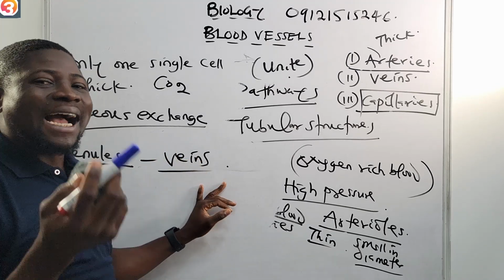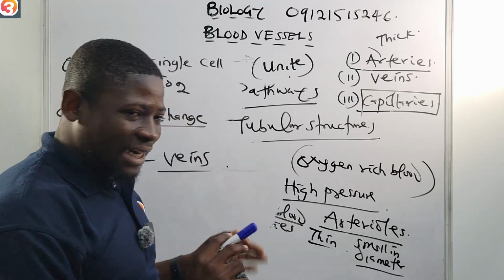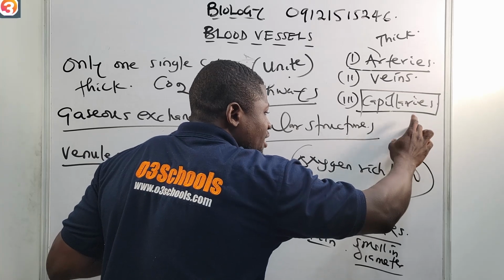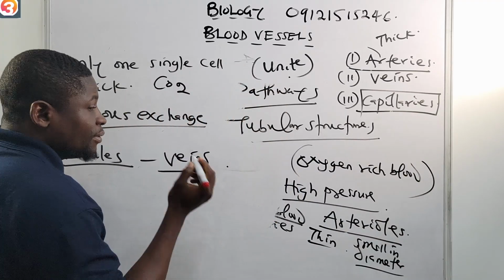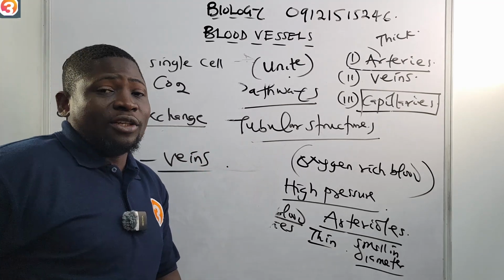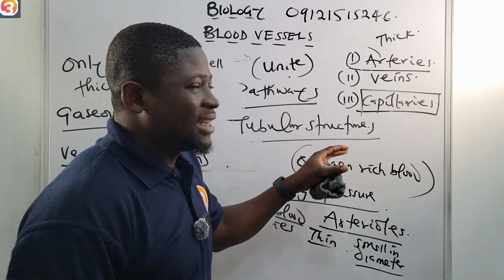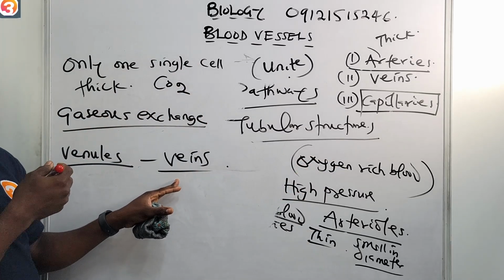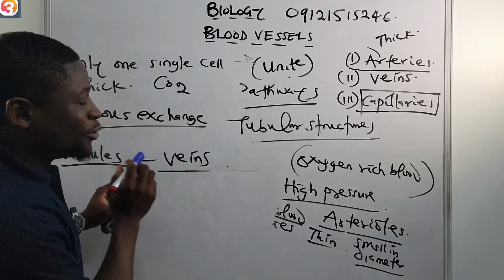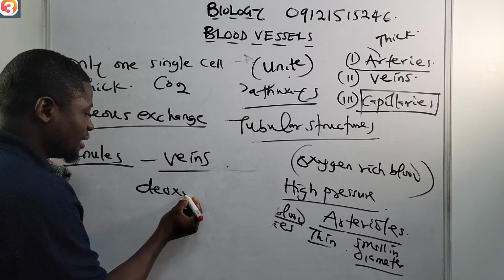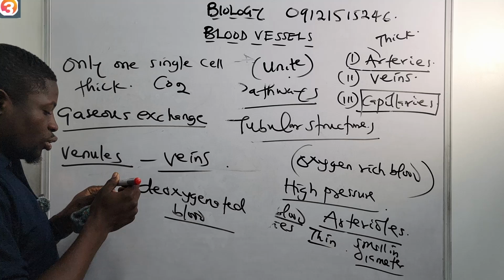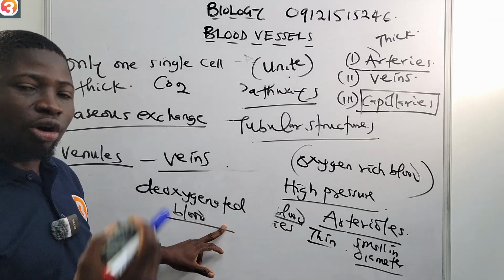Now these veins will carry what? Remember that at the capillaries, when the oxygen-rich blood has gone into the cell, we now have more CO2 in the blood vessels, while oxygen has gone into the cells. That is why the veins will carry that blood back to the heart. And the blood they are taking to the heart is deoxygenated blood.